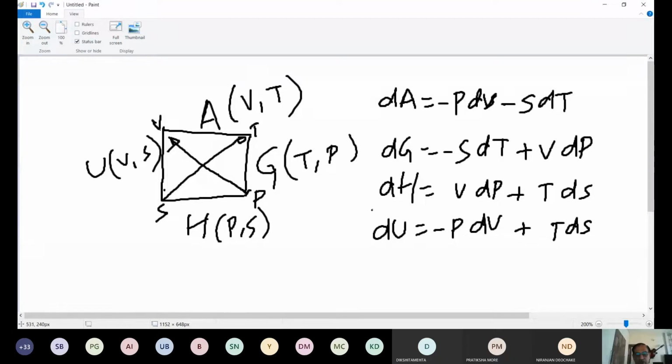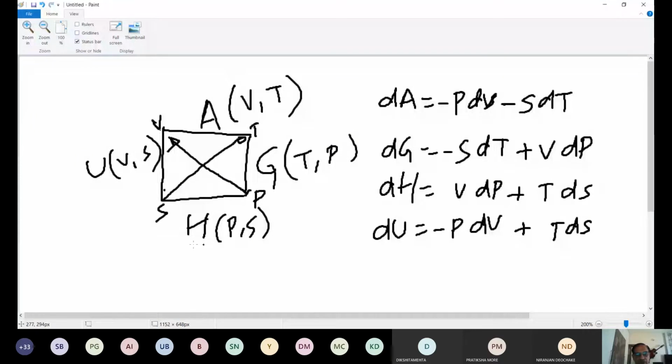Similarly for H, dH is a function of pressure and entropy, so dP and dS will be there. The coefficient of dP is opposite to it, which is V, so V dP, and the coefficient of dS is opposite to it, which is temperature, T dS. The arrow is pointing away from pressure, so the V dP term is positive, and the arrow is pointing away from S, so the sign of T dS is also positive.